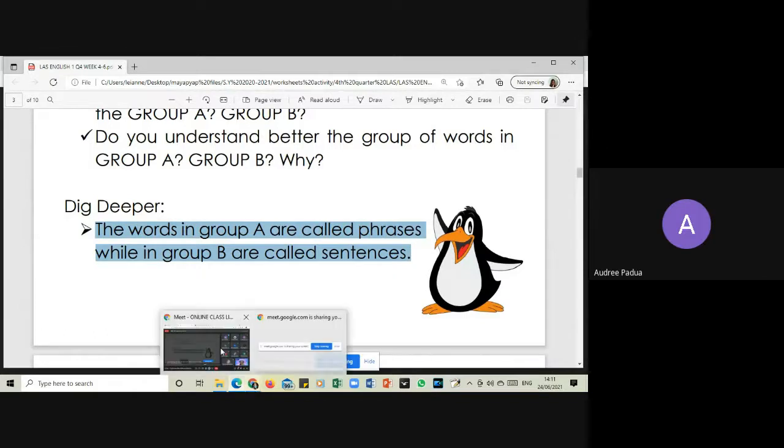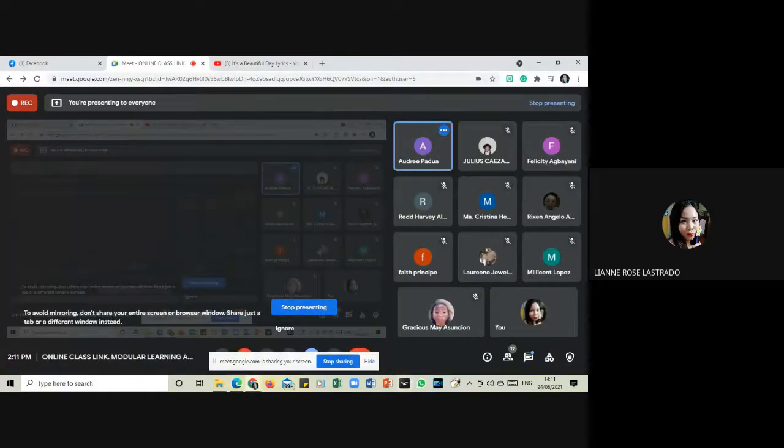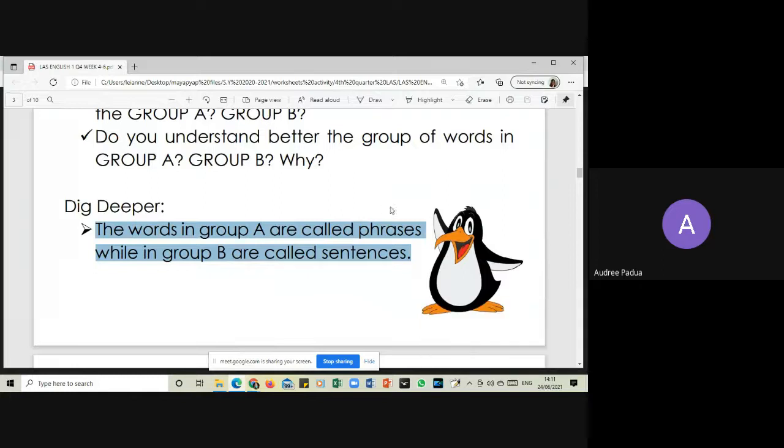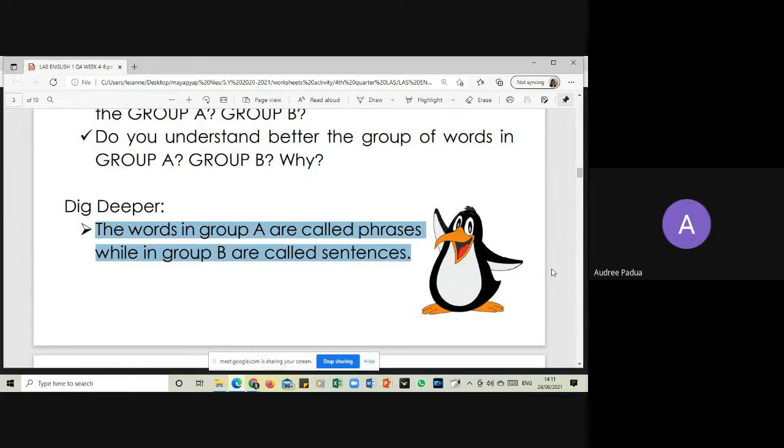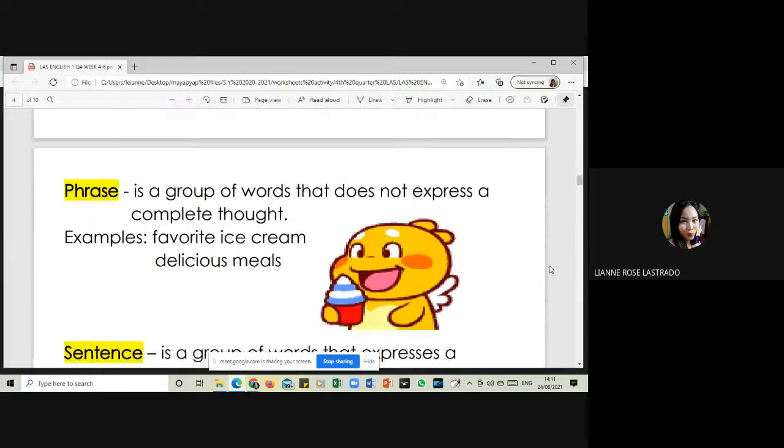Dig deeper. Words in group A are called phrases, while in group B are called sentences. So the words in group A are called phrases, while in group B are called sentences. All right, that's correct. Okay.